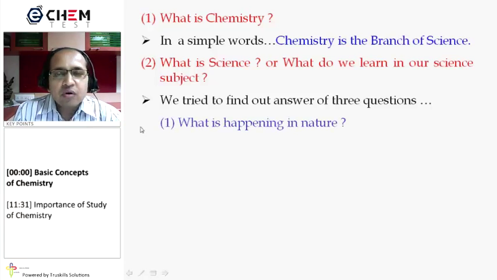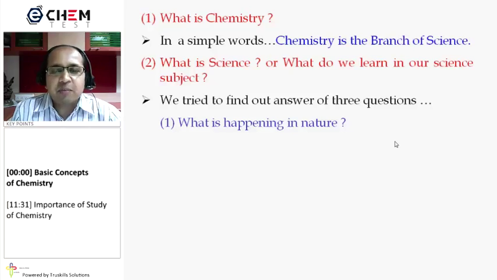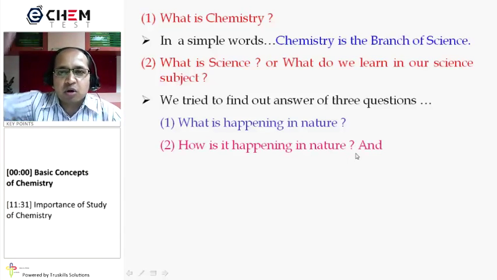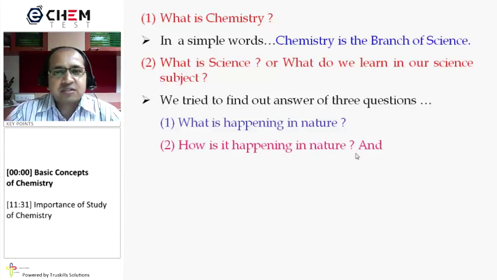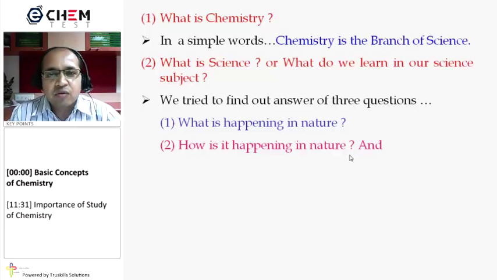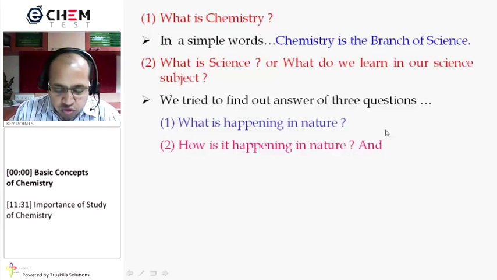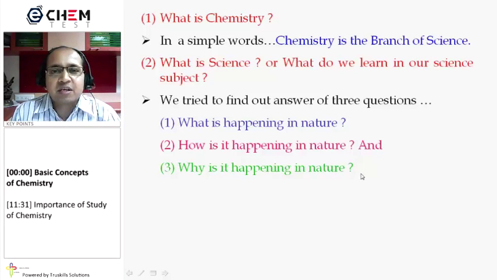One, what is happening in nature? Because basically in our science textbook, whatever is described are the things which are happening around us. Same way, how is it happening in nature? For example, an apple is falling down. Then scientists like Newton tried to identify why it is falling down and not going in an upward direction. So what is happening in nature? How is it happening in nature? And last, why is it happening in nature?